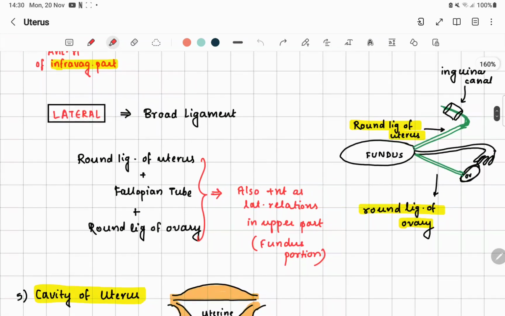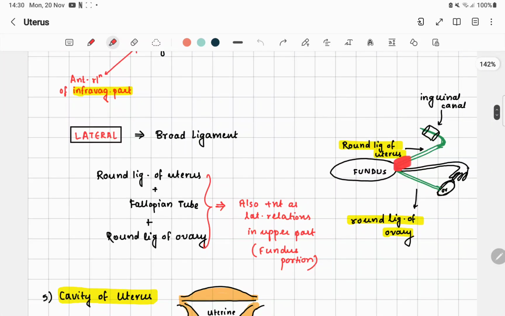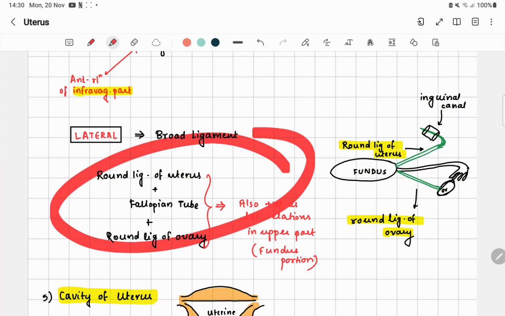If this is the fundus part, the round ligament of uterus will move through the inguinal canal. Below the fallopian tube, there will be the round ligament of ovary, which will connect the uterus to the ovary. So the round ligament of ovary and the uterus will also form the lateral boundary.